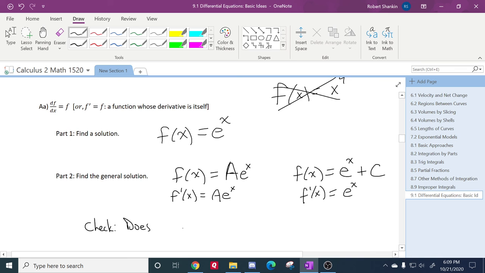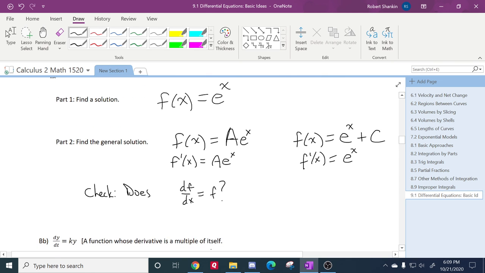We're going to check. We're going to ask, does df dx equal f? Well, if this was a complicated equation, you'd have to refer back to here and throw this in for this, and throw this thing in for this, and then say, does it turn out to be a true statement? But this one, we can just look and say, are they exactly the same? And this one, it's yes. So it checks.